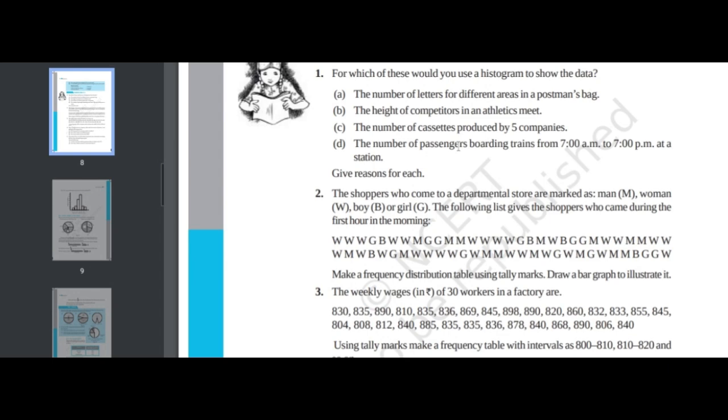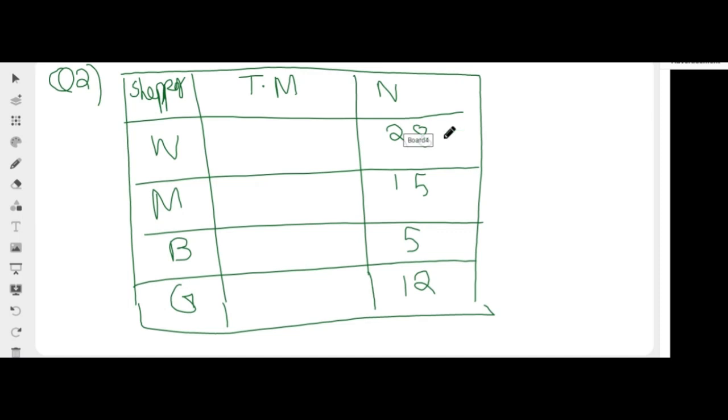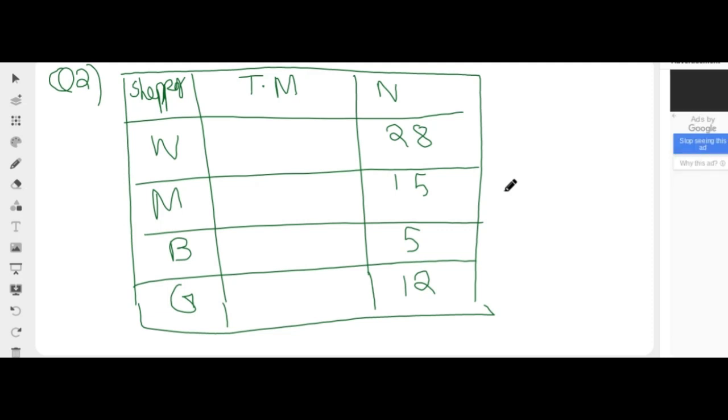We just have to make a frequency distribution table. We also make a bar graph. This is how you have to make the frequency distribution table. So, the shoppers are women, men, boys and girls. I didn't write the tally marks. You have to show your tally marks on your screen. The numbers are 28, 15, 5 and 12.